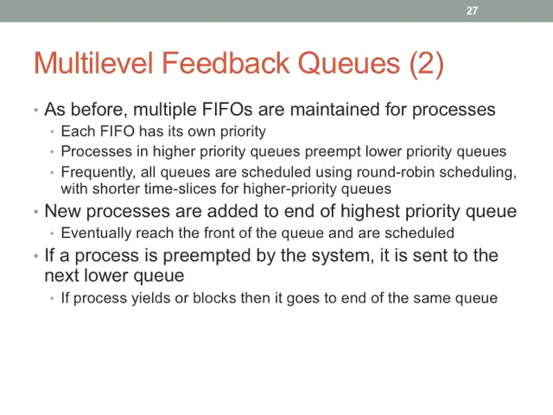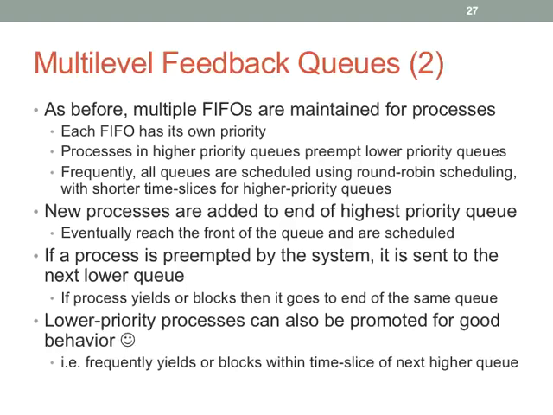So if the process yields or blocks, then it goes to the end of the same queue. If it gets preempted, then it's bumped down a queue level. And if you have a low priority process that is starting to behave like an interactive one, it could be moved up. So if it stays within the time slice, let's say a few times, then go ahead and bump it up to the next queue.